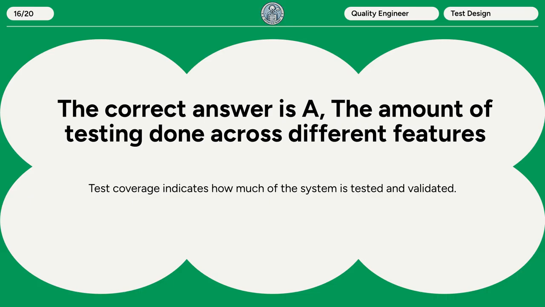The correct answer is A. The amount of testing done across different features. Test coverage indicates how much of the system is tested and validated.